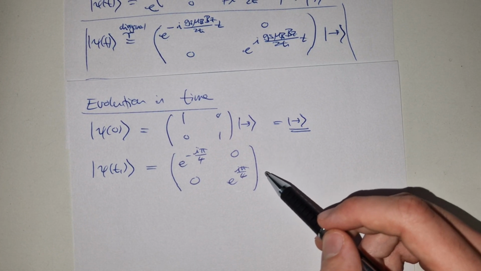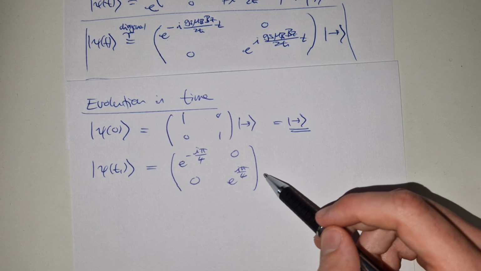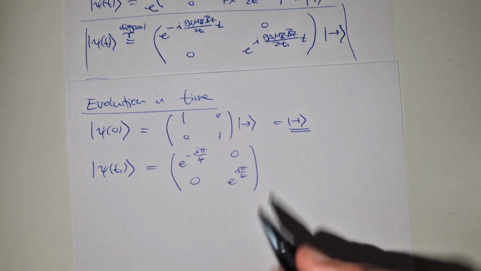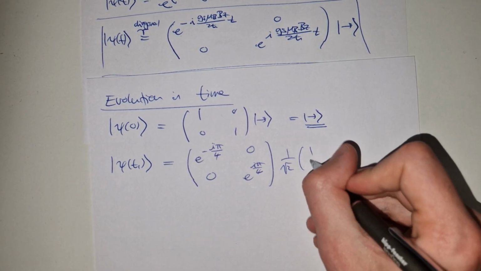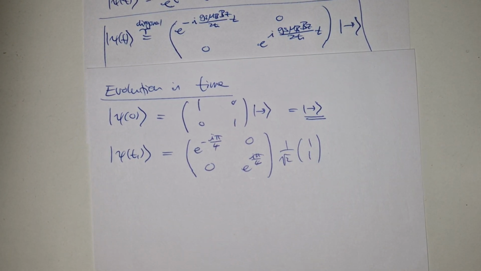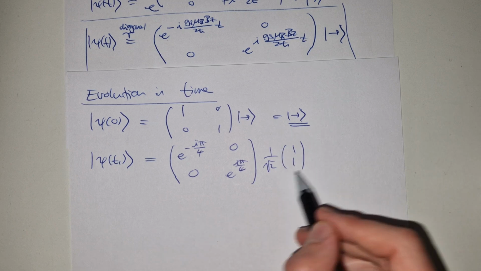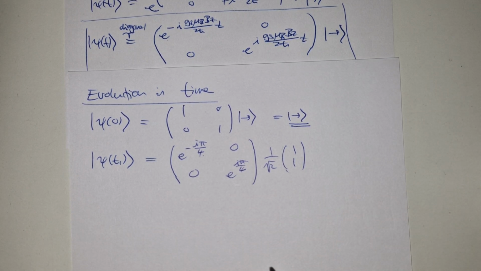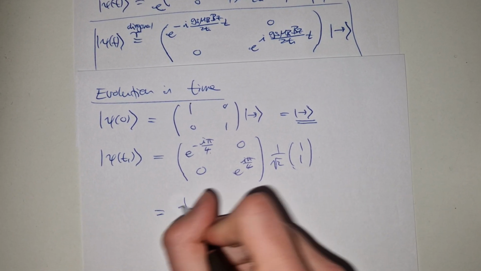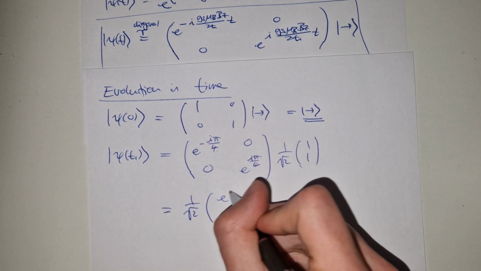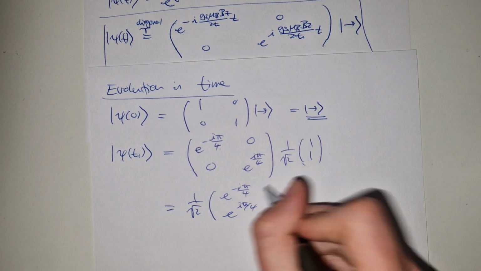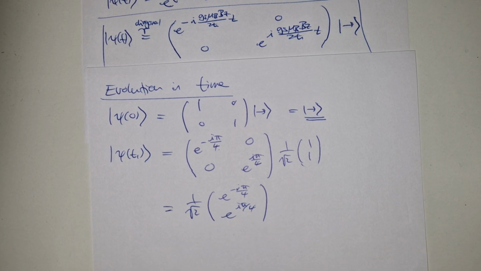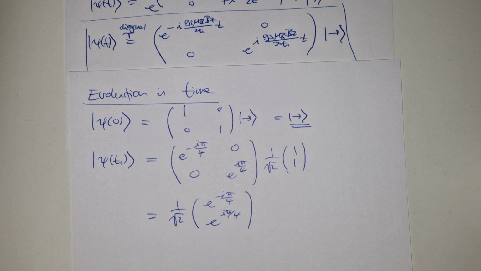And we know the vector representation of spin right is 1 over root 2 times 1, 1. So we have to multiply this vector by this matrix, which gives us 1 over root 2 times e to the minus i pi over 4 and e to the i pi over 4. Okay, now why did I say this is beautiful? This does not look like anything we know.